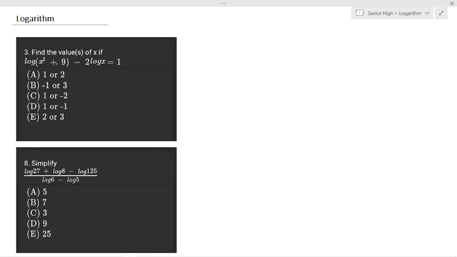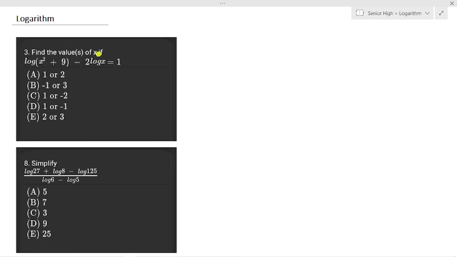Hello class, so we'll be looking at solving questions involving logarithm. Now, I was given this question, two questions actually, by a student of mine, and I would like to just solve it so that everybody can also benefit out of it.